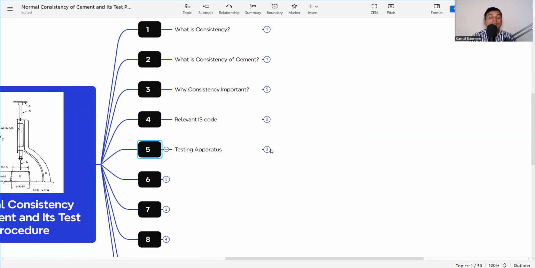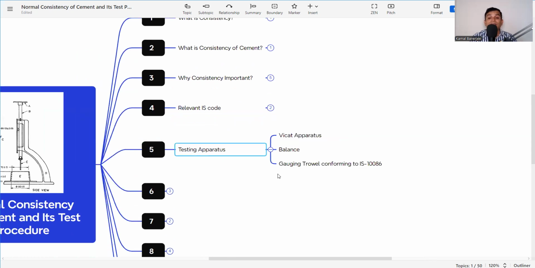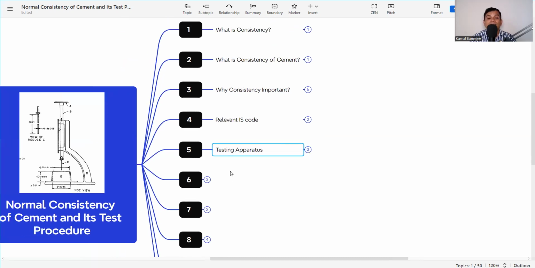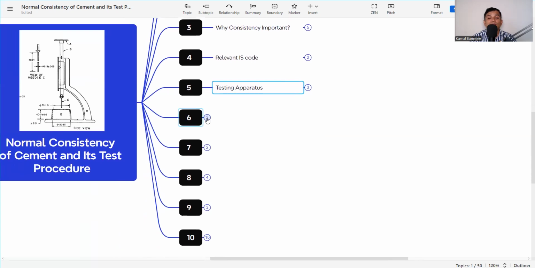So the next part is the testing apparatus. What is the testing apparatus we need to determine the normal consistency of cement? First, we need the Vicat apparatus, we need the weighing balance, and we need the gauging trowel conforming to IS 10086. Then another thing we also need is a non-porous glass or metal plate, which we will discuss in the Vicat apparatus. So these are the testing apparatus we need to determine the normal consistency of cement.